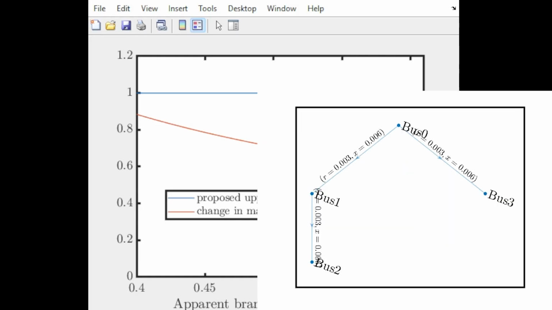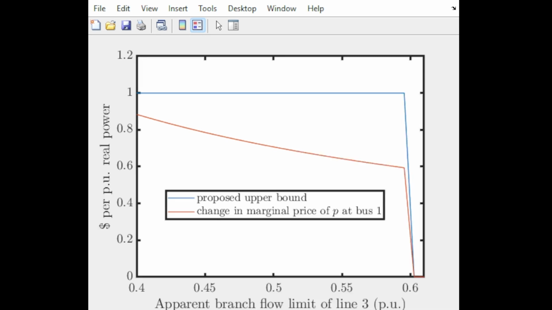We now discuss the results as we carried out through the simulation. Recall that in the power network there is a line between the slack bus and bus 3. Apparent power flow limits and corresponding marginal prices of real power demand at bus 1 are shown. The blue line over here denotes the upper bound proposed in our paper, while the red line denotes the actual prices which are calculated through corresponding dual variables.